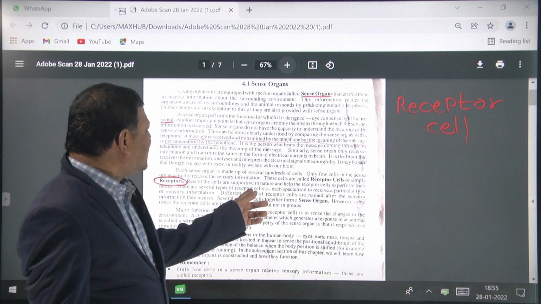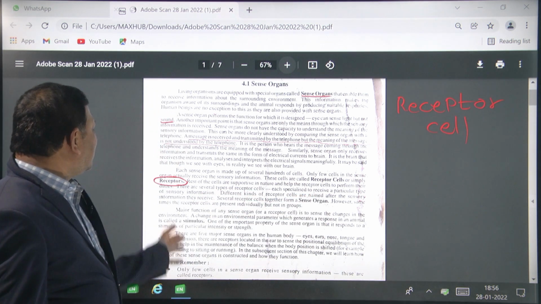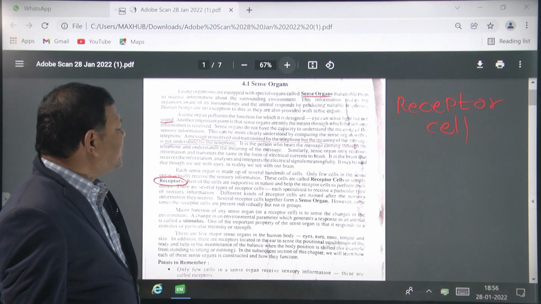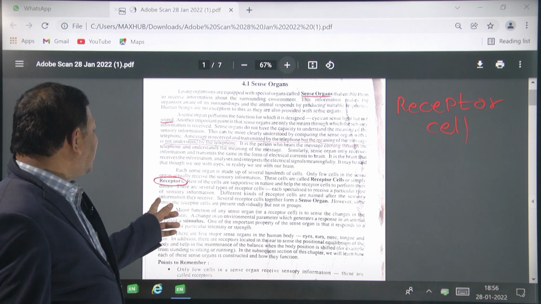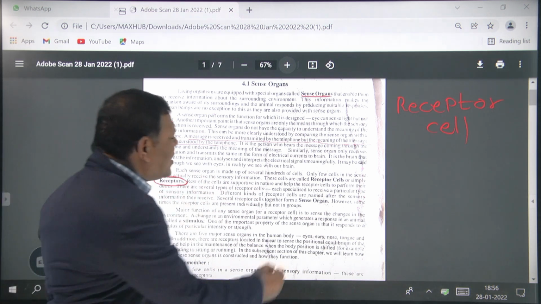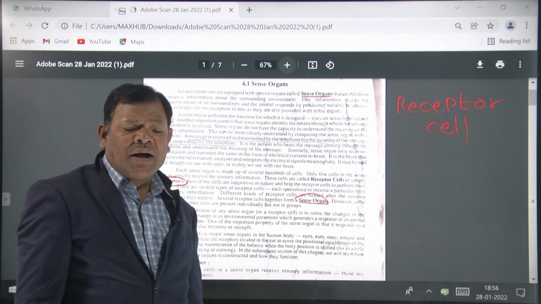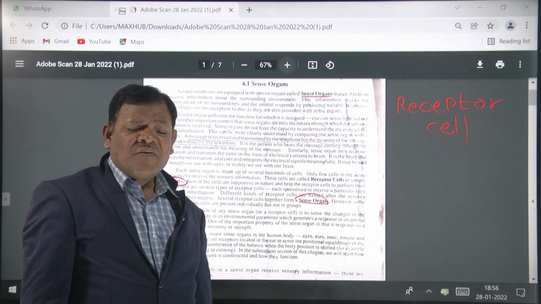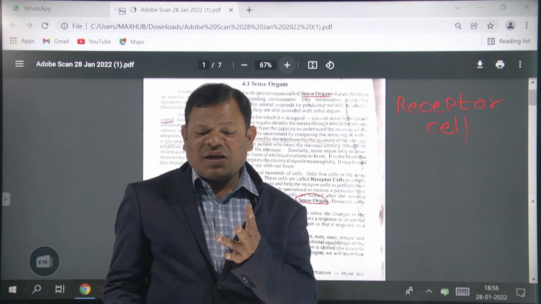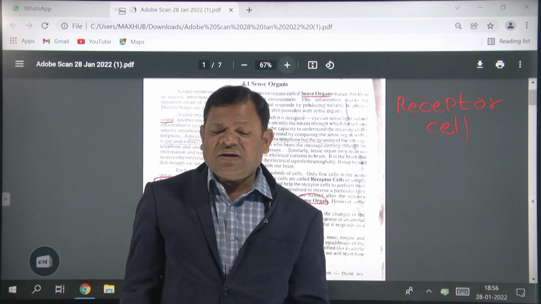There are several types of receptor cells, each specialized to receive a particular type of sensory information. Different kinds of receptor cells are named after the sensory information they receive. Several receptor cells together form a sense organ. In this lesson, we will discuss the different types of sense organs. We will study the structure of the eye, the ear, the nose, the skin and the tongue.